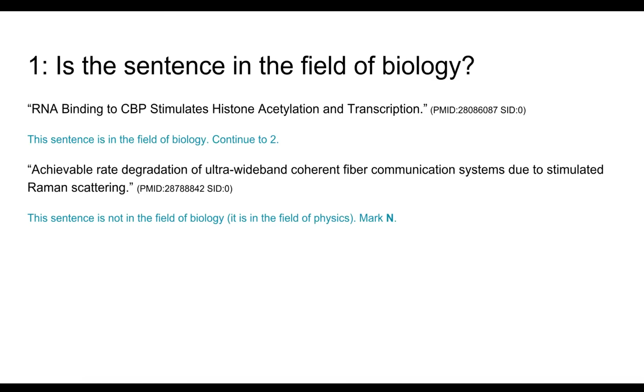The first step is the easier one. BPs are biological processes and can only be found in sentences in the field of biology. Sentences talking about physics, art, or social sciences should be marked N. For example, the first sentence here talks about RNA and histones. These are clearly subjects in the field of biology. The second sentence, however, talks about communication systems and something called Raman scattering. These are not biology terms.